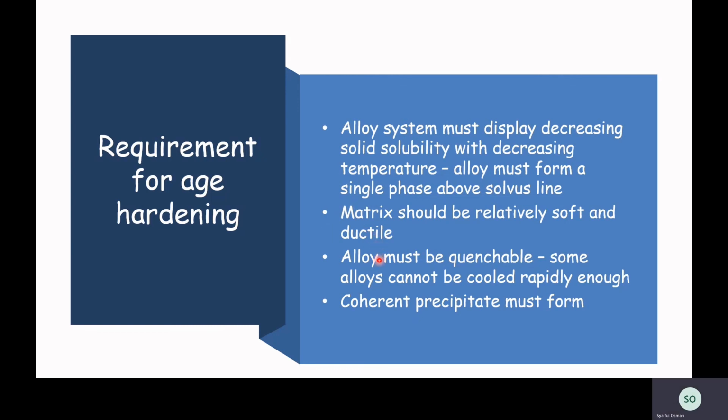And the third one is that the alloy must be quenchable. Some alloys cannot be cooled rapidly enough to suppress the formation of the precipitate. Quenching may introduce some residual stress that can cause distortion of the part. To minimize residual stress, for example, aluminum alloys are quenched in hot water at about 80 degrees Celsius. And finally, a coherent precipitate must form.